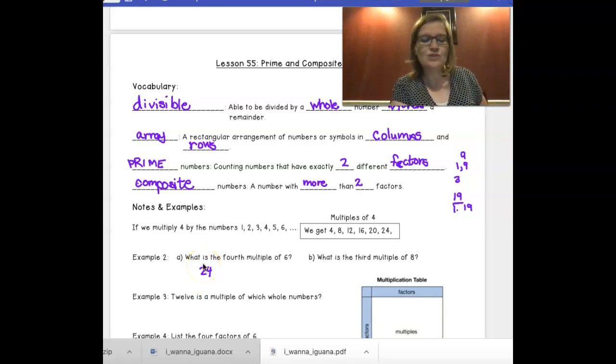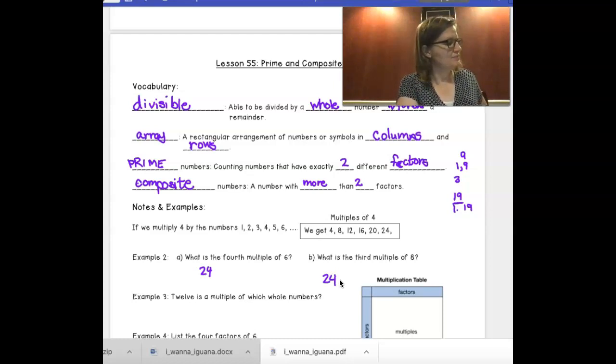Now back to my notes. What would the 3rd multiple of 8 be? We have to think about this. So we look at our 8s on our multiplication chart, and we say 8 times 3 is also 24.